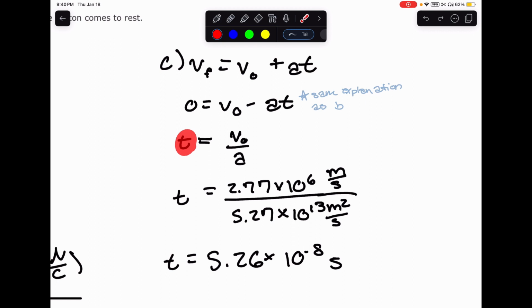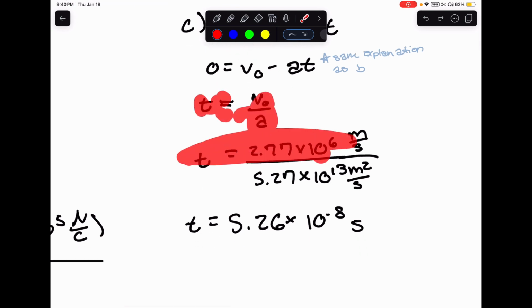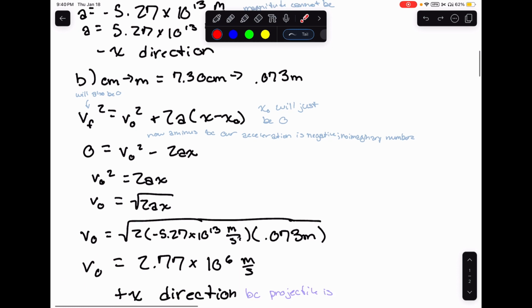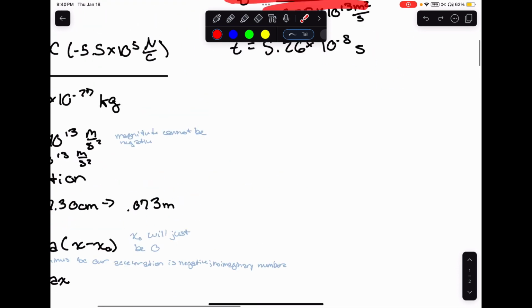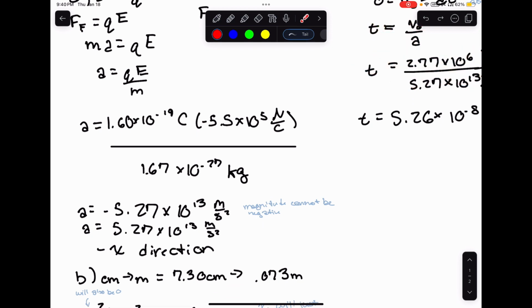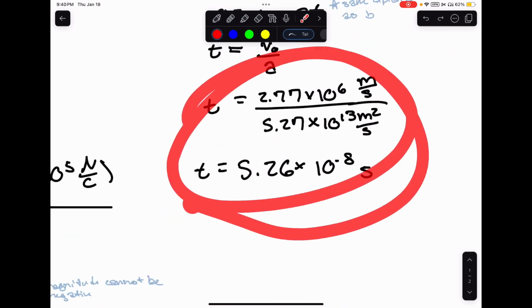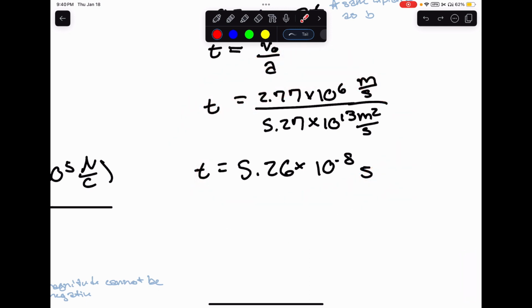We want time alone now. So time equals velocity over acceleration. So now plug all that in. We found velocity right down here, and then we found the acceleration right over here. So we plug all that stuff in, and it's going to be time equals 5.26 times 10 to the negative 8 seconds.